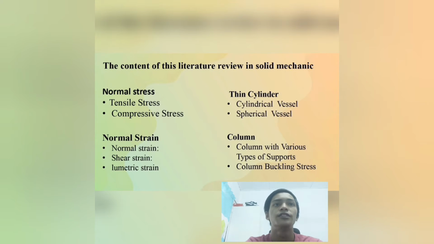The content of this literature review, if we study in solid mechanics, is first is normal stress. In normal stress, we use tensile stress and compressive stress. Second is normal strain. In normal strain, we use normal strain, shear strain and volumetric strain. And third is thin cylinder. In thin cylinder, we use cylindrical vessel and spherical vessel for this project. And the last is column. And in column, we have column with various type of support and column buckling stress.